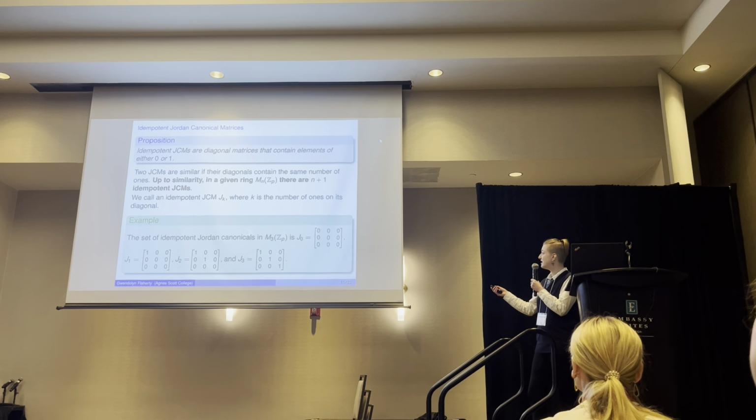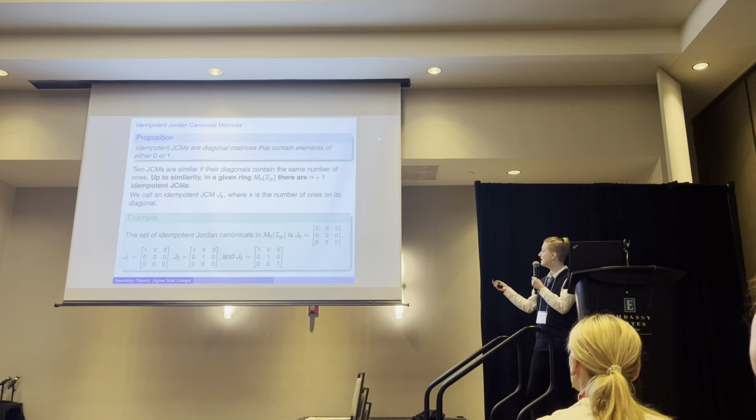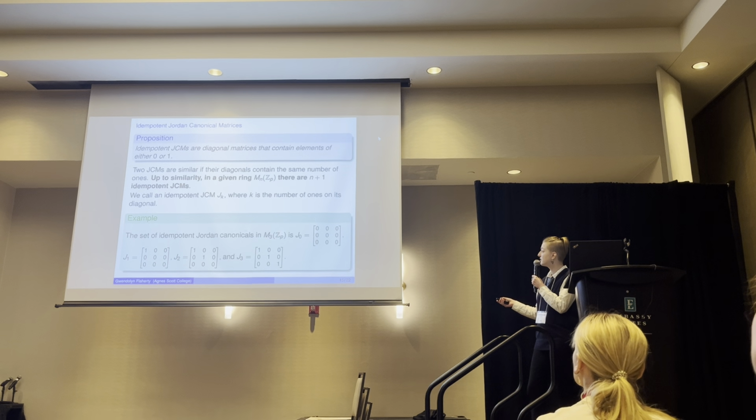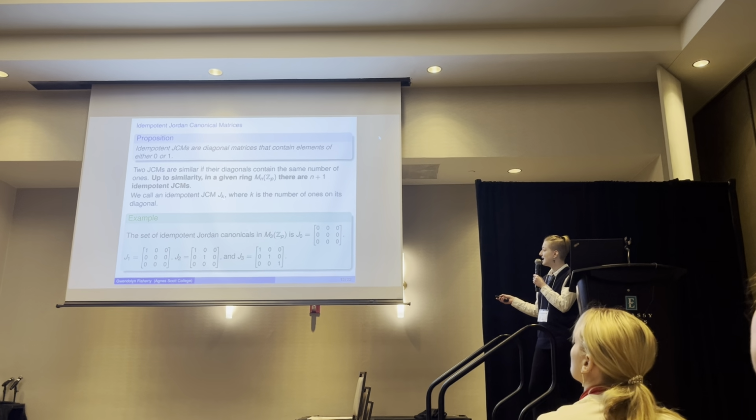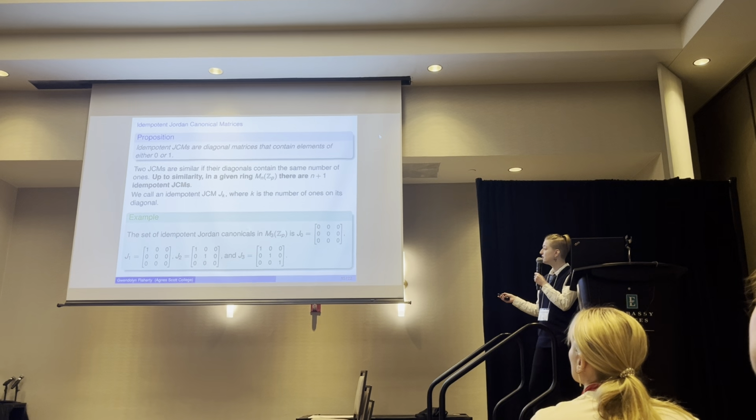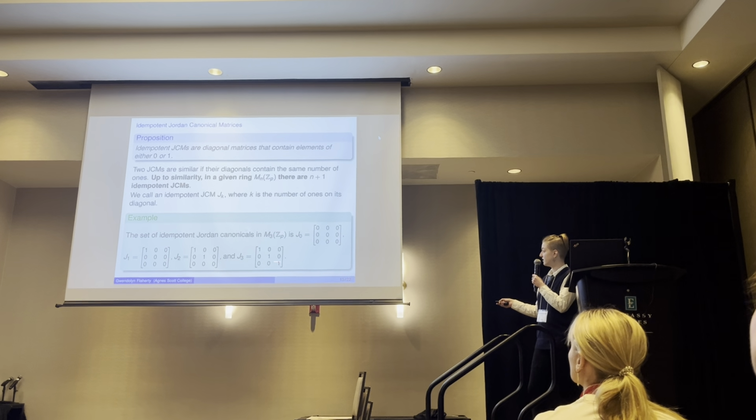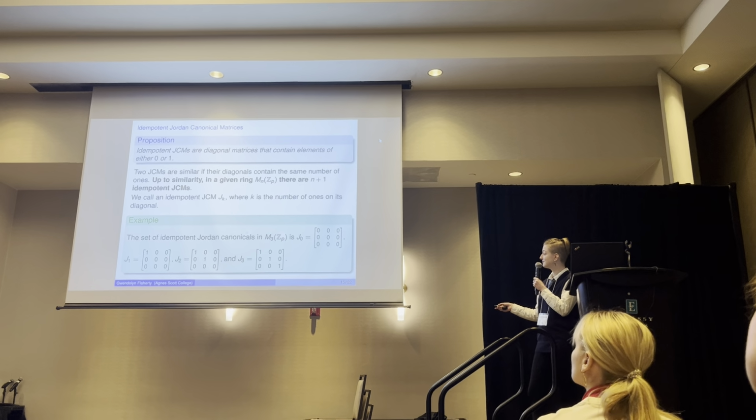So up to similarity in a given ring of the form M_n(Z_p), there are n+1 idempotent Jordan canonicals. We denote them J_K, where K is the number of ones on their diagonals. And here's the set of idempotent Jordan canonicals in M_3(Z_p).